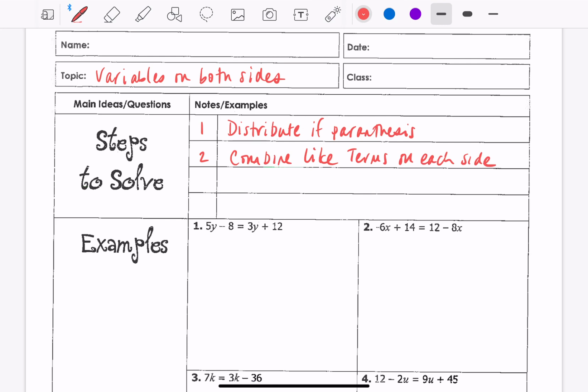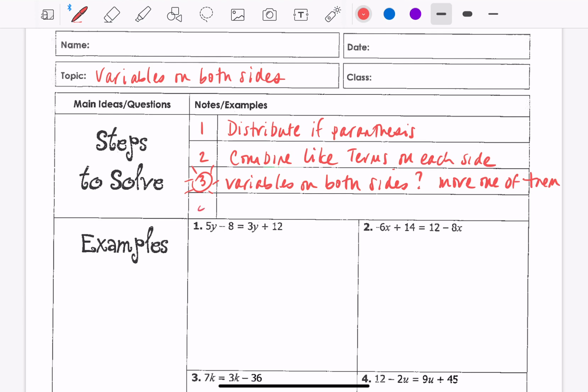Our third step is our new step. And this step is if you have variables on both sides. So you're checking that for this step. After you simplify everything you can, you're going to move one of them. And that's what we're going to learn in these notes.